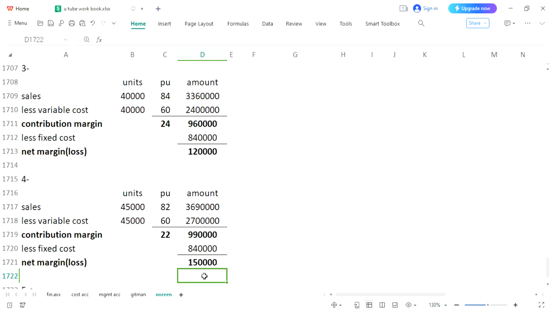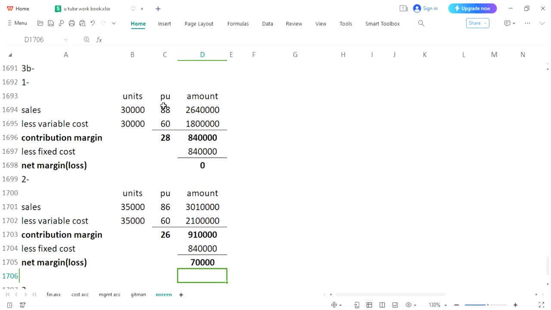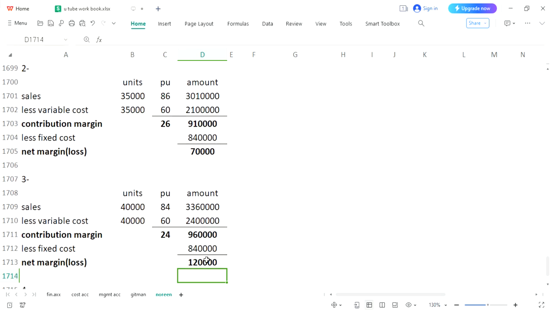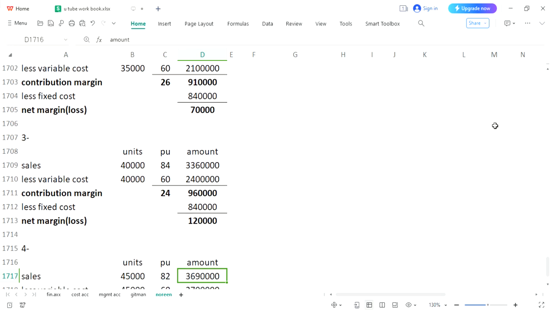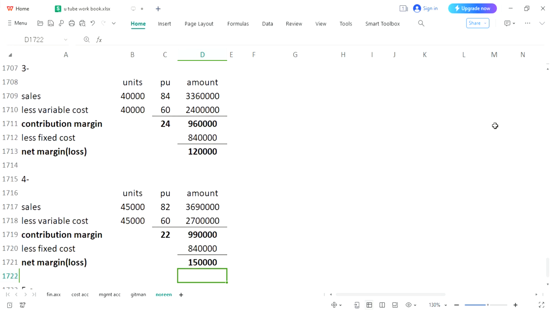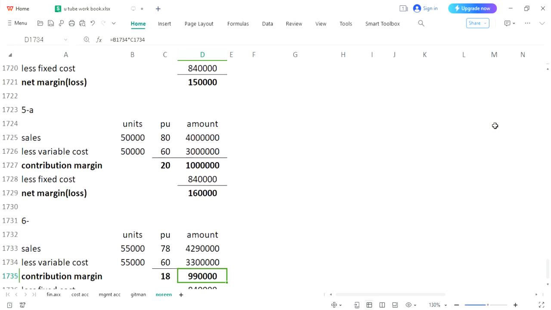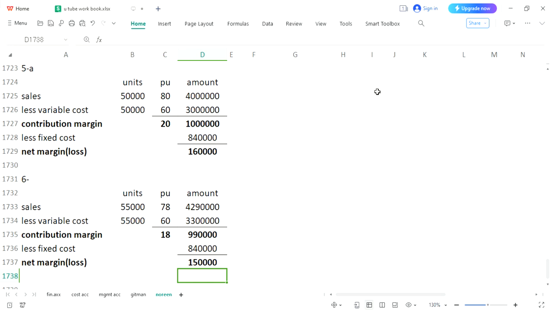So let's go back. This was your first step when you were selling 30,000. It was the break even point. Then you started selling 35. Profit increased 70,000. Then 120,000. Profit is continuously increasing. Then 150,000. Then 160,000. Okay, profit is continuously increasing. But at this stage, instead of increasing, profit has decreased. Although you have decreased your price and units are increased, besides this good activity, even then you are facing a decline in your profit.